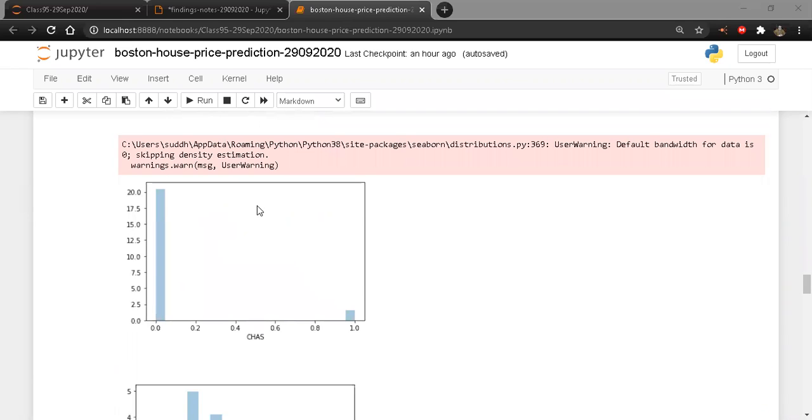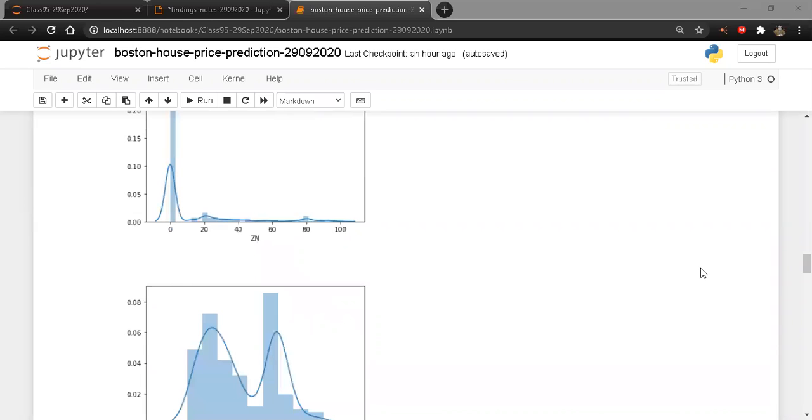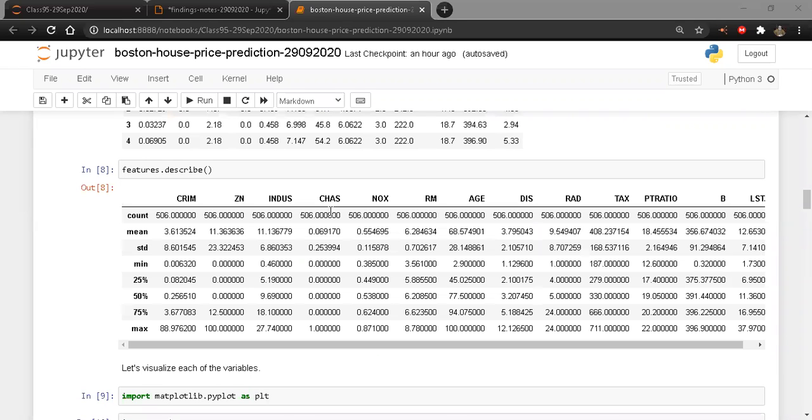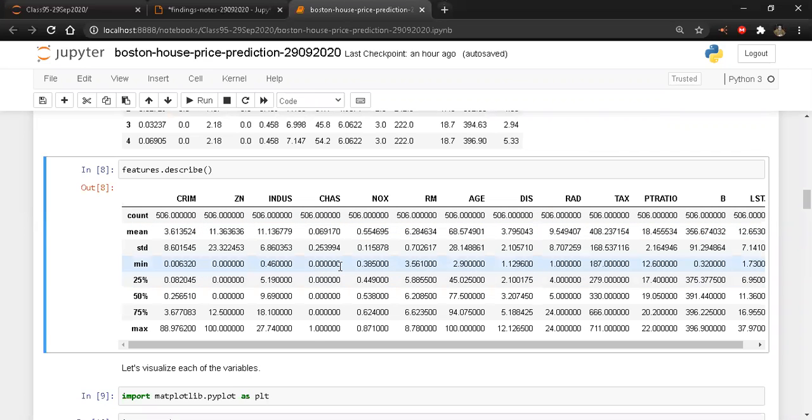Then I have CHAS. CHAS, I believe, is a kind of categorical column, because it's giving me data like this. Let's see what is CHAS. Did it come in the describe? Yes, it came in the describe, but it's obviously a categorical column. How did I get that? The minimum is 0, the maximum is 1. So CHAS is either 0 or 1. It's a categorical column.